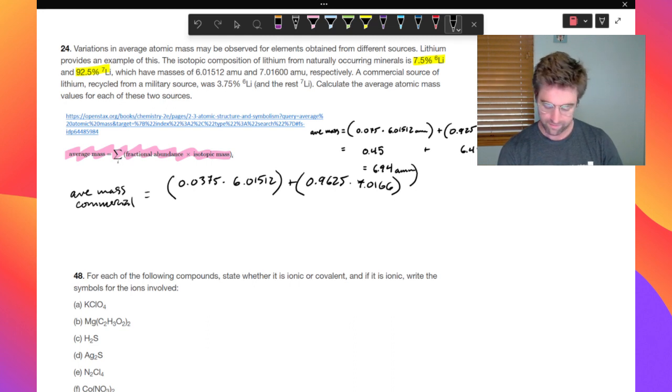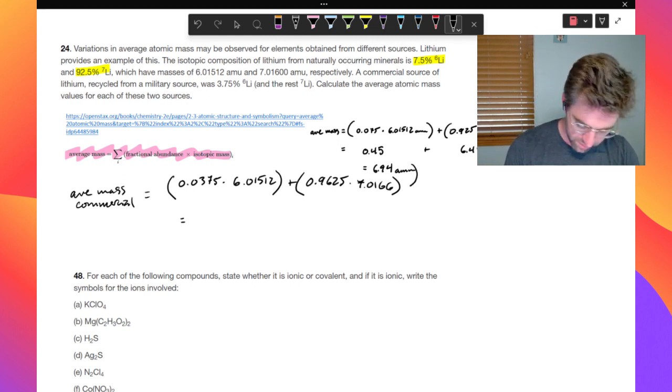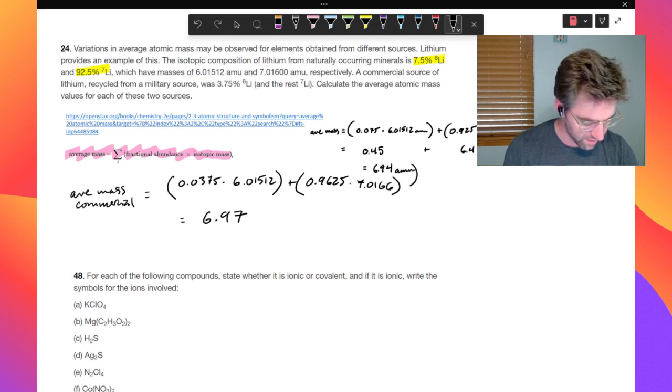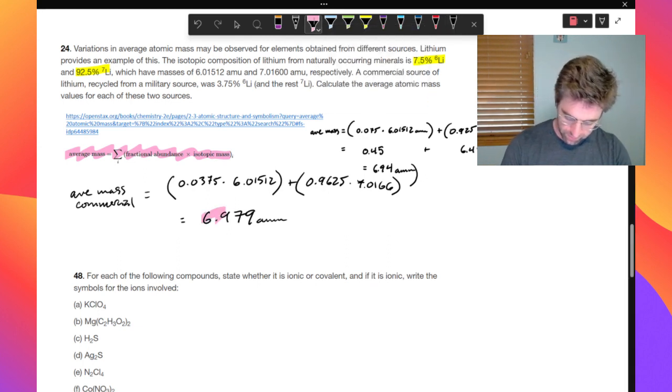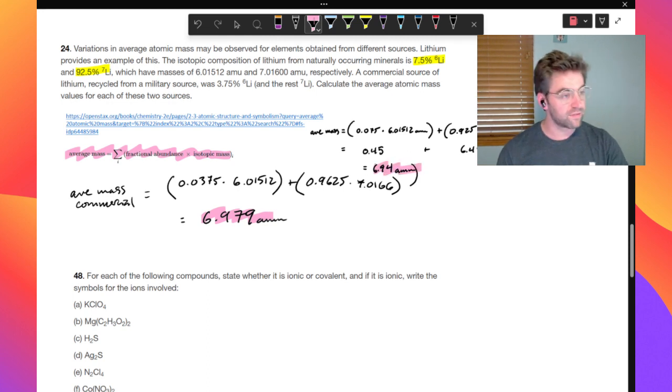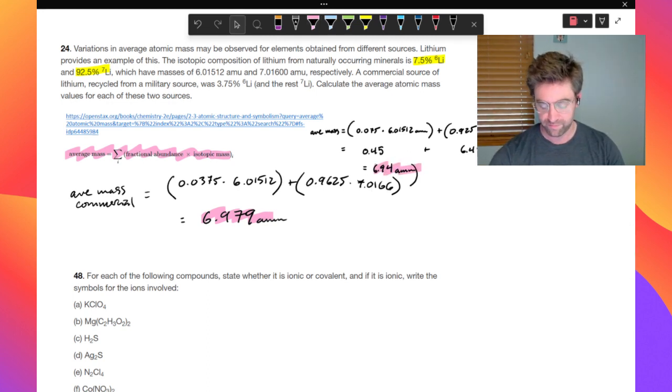Plug and chuck, do the math. Gives us a final answer of 6.979 AMU commercial, which is a little bit heavier than the naturally occurring isotope.